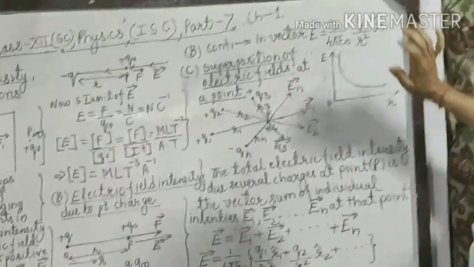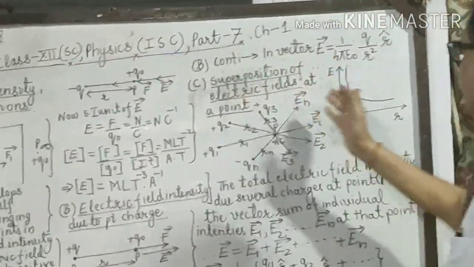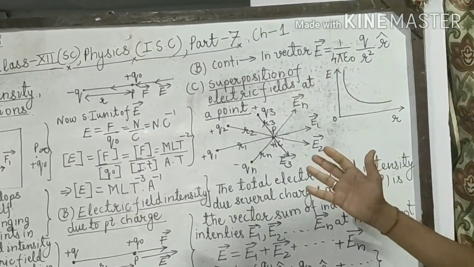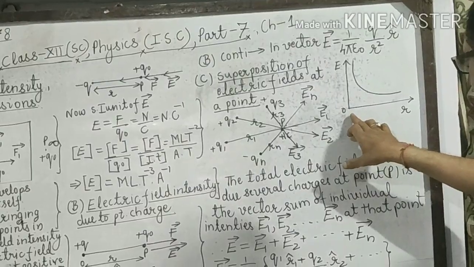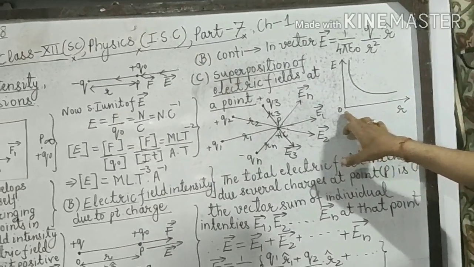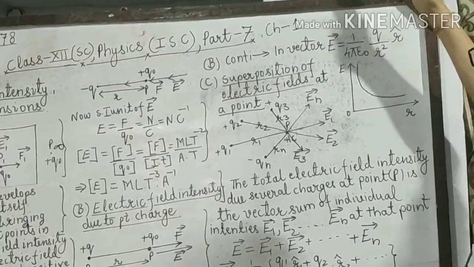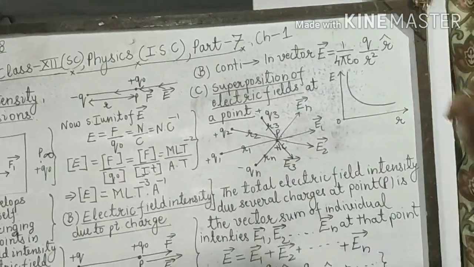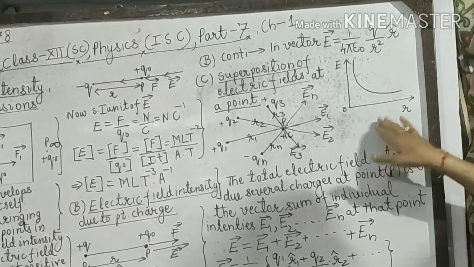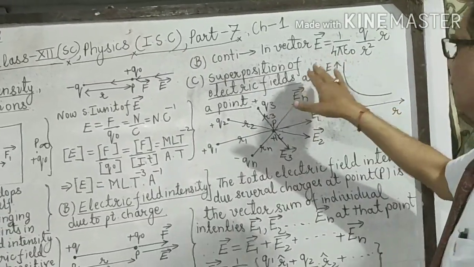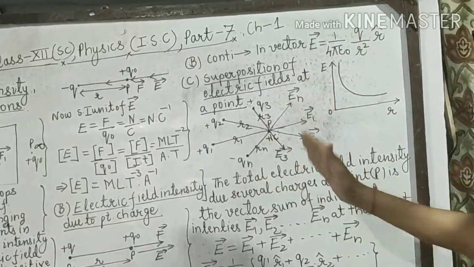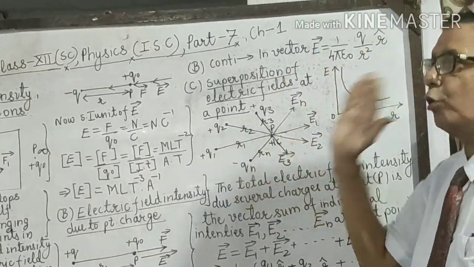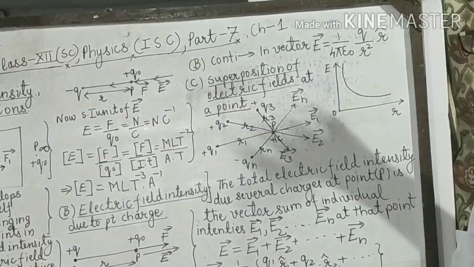Now the relation between E and R at different points around a stable charge. So you just put the values of R along x-axis and the values of E along y-axis. So this type of curve will be obtained. This tells that the value of electric field intensity decreases hyperbolically as the distance increases. This is a hyperbolic graph.